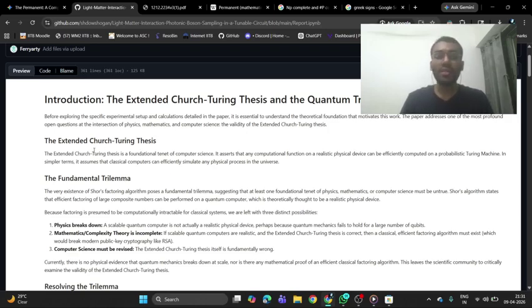And what is the extended Church-Turing thesis, you might ask? This is a fundamental tenet of computer science. It asserts that any computational function on a realistic physical device can be efficiently computed on a probabilistic Turing machine. In simpler terms, it assumes that classical computers can efficiently simulate any physical process in the universe.